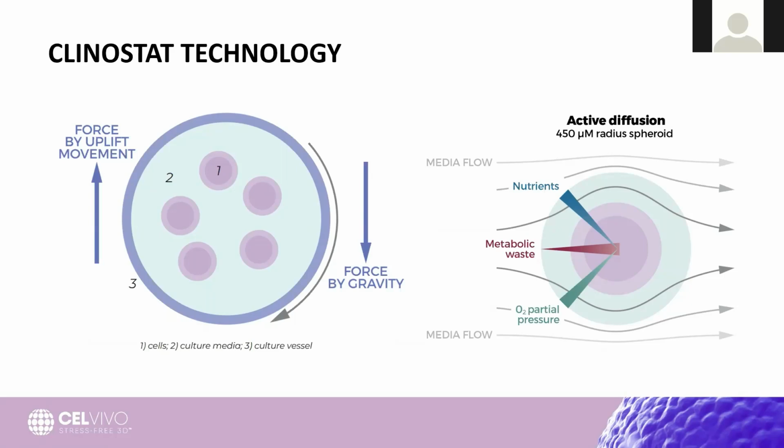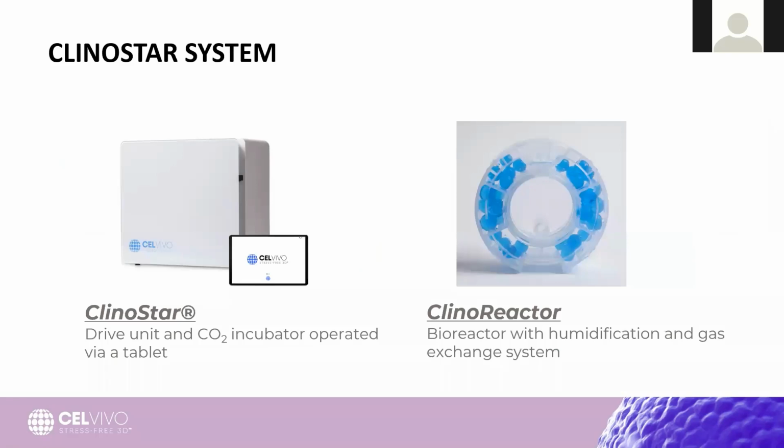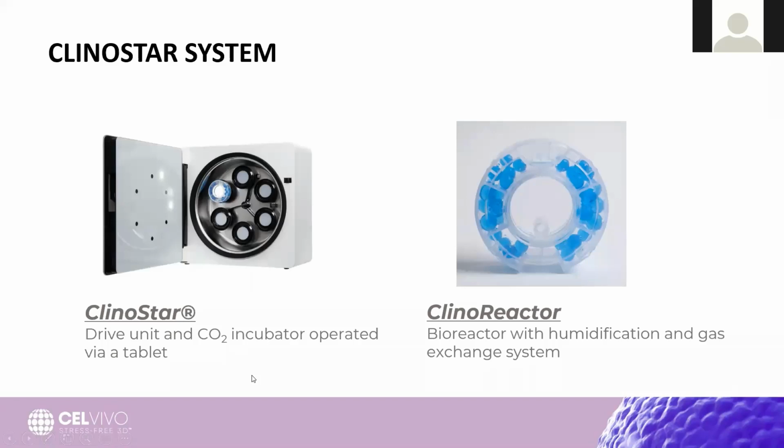And by using this technology, we have created this new ClinoStar system, which consists of this CO2 incubator. It's a standalone unit, and then it's controlled via the tablet. Inside the ClinoStar, you can make room for 6 of these bioreactors, as you can see here. The ClinoReactor, the bioreactor, where the cells are going to grow, they grow in this center chamber. That's a 10 milliliter cell culture chamber.